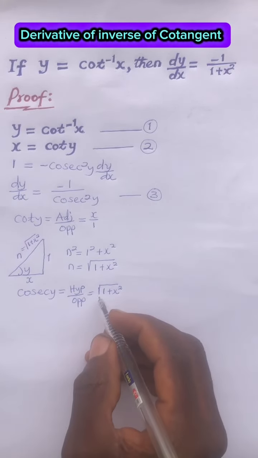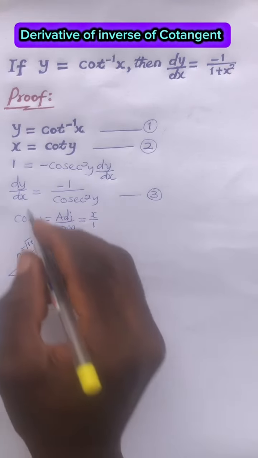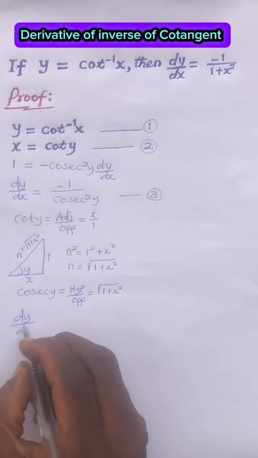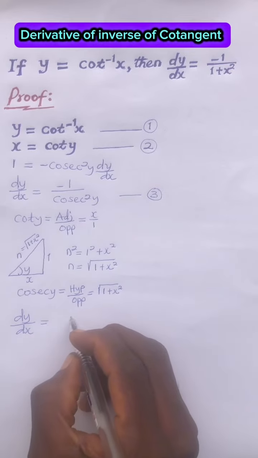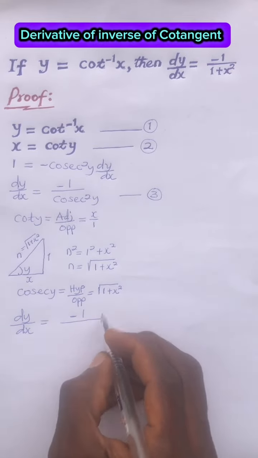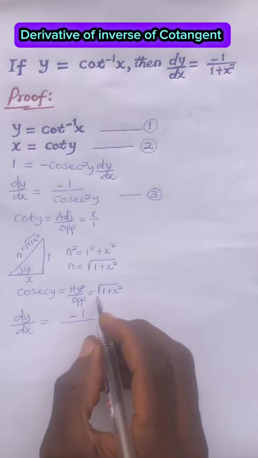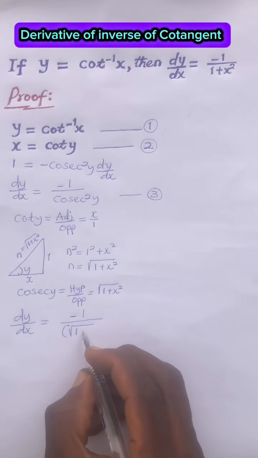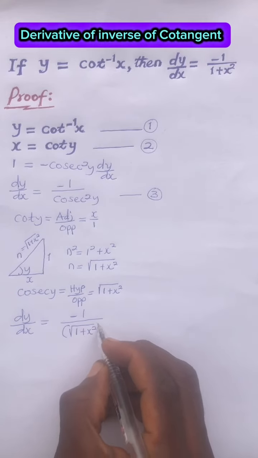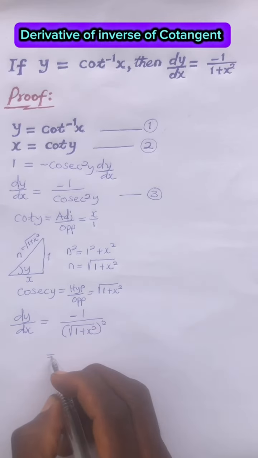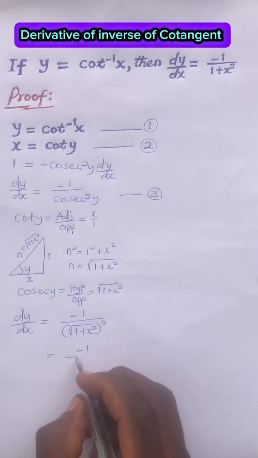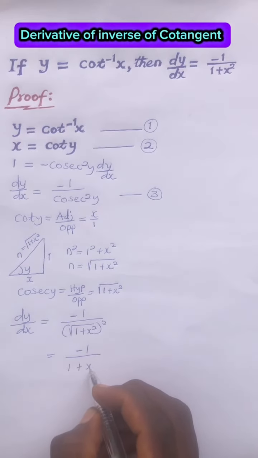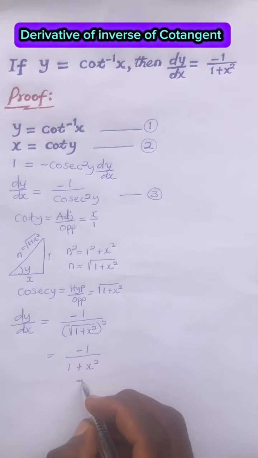Now we're going to substitute the value of cosec in equation 3, so that dy/dx equals minus 1 all over, because cosec is squared, we're going to square it here. We have the square root of 1 plus x squared squared, so that we have minus 1 all over 1 plus x squared, and this becomes the proof.